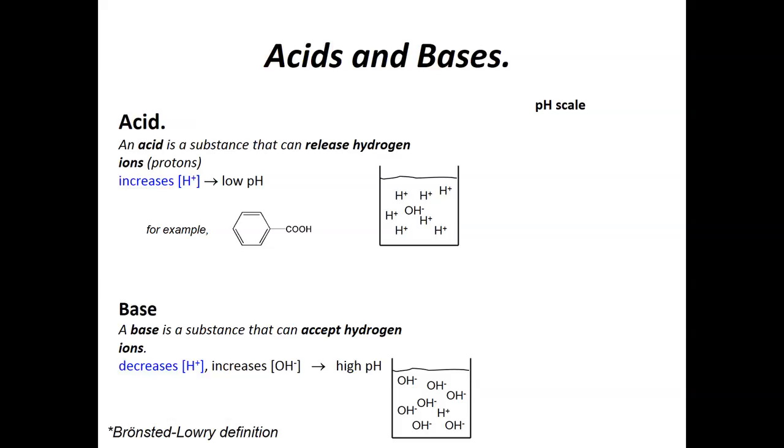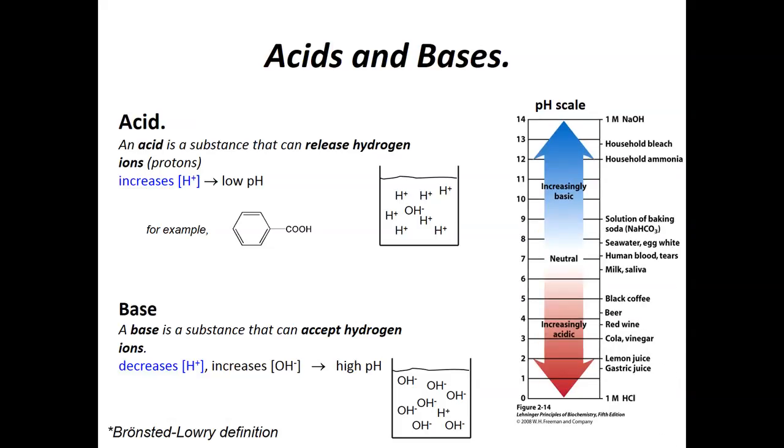Okay? So that's base. And these are basically the definitions of Brønsted-Lowry, who came out with these ideas of pH definition and so forth. Okay? So when the proton concentration decreases, the OH concentration increases, and the pH is high. When the proton concentration increases, the pH is low, and that's the acidic condition.